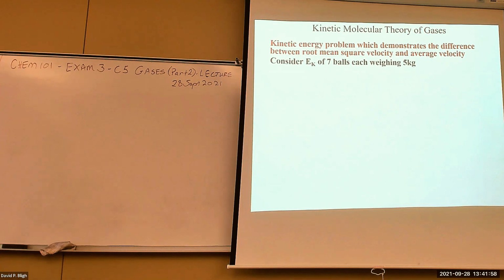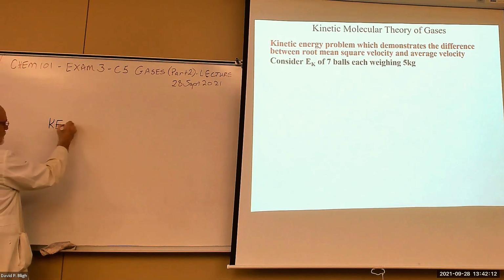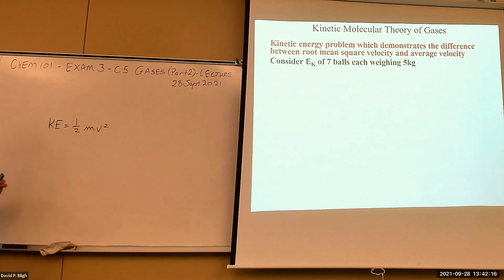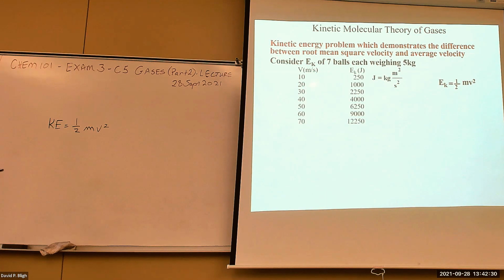Anyway, we've got 7 of these balls, and we're going to calculate the kinetic energy. Here it's E sub K. I always write KE. We're going to use the formula: kinetic energy for each one is equal to 1/2 mass times velocity squared. So we're going to do that for each one of these balls. We need information. We need to know how fast they are moving. They're all 5 kilograms, so they're moving at different velocities.